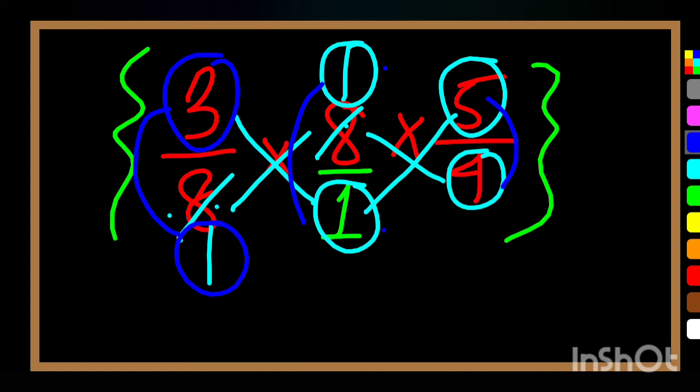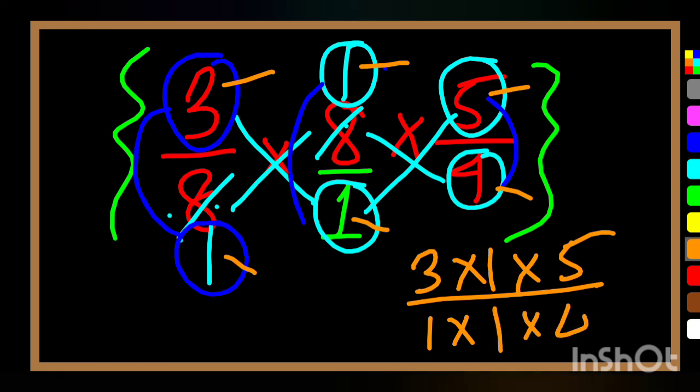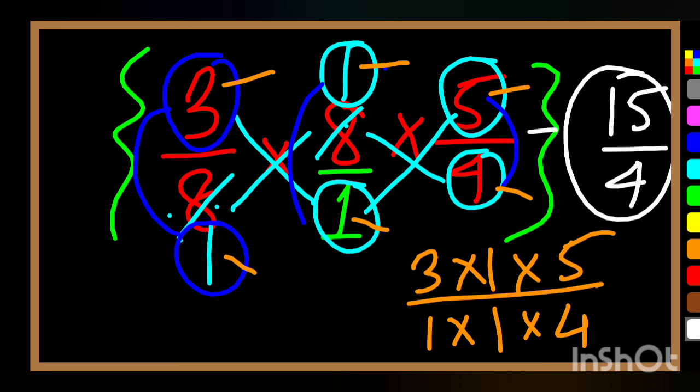Now in the answer we will simply write 3 into 1 into 5, and in the denominator 1 into 1 into 4, so it is 15 by 4. So the product of 3 by 8, 8 and 5 by 4 is 15 by 4. In this way, if any type of fractional multiplication is given in your examination, I hope you will not face any problem.